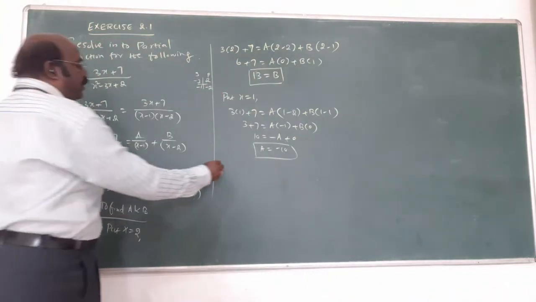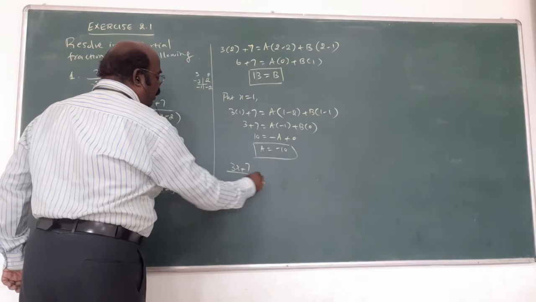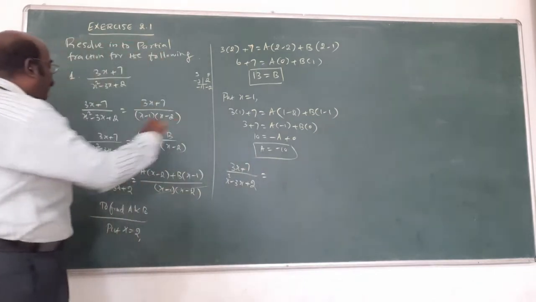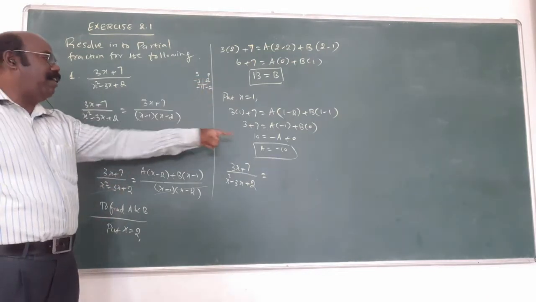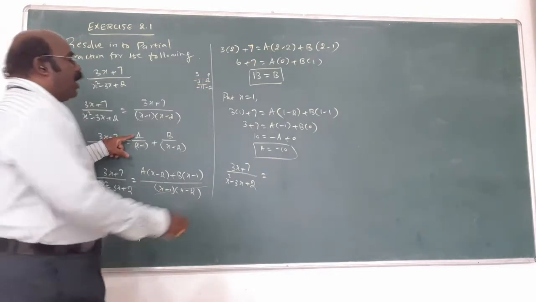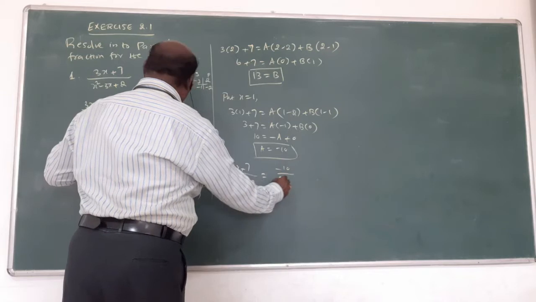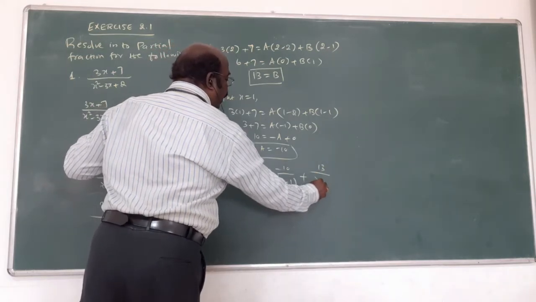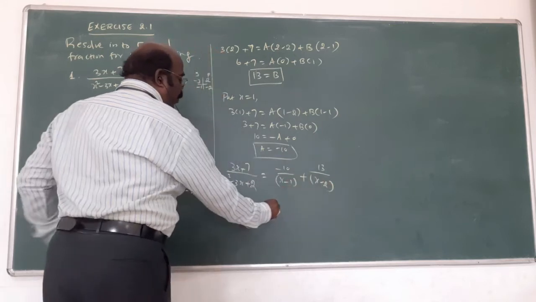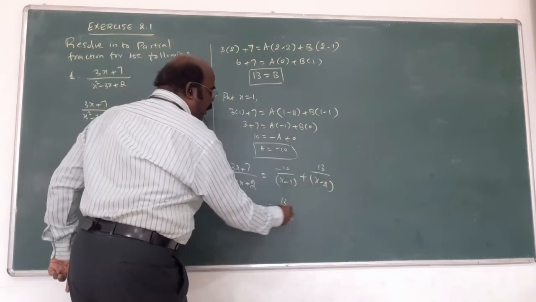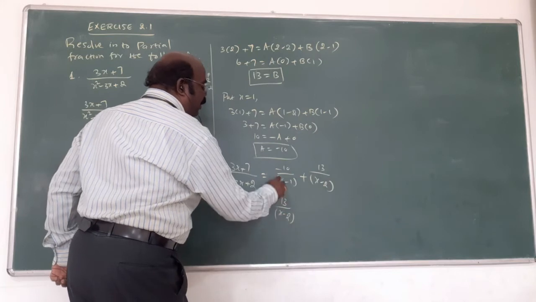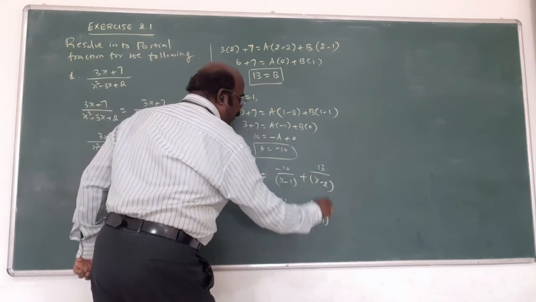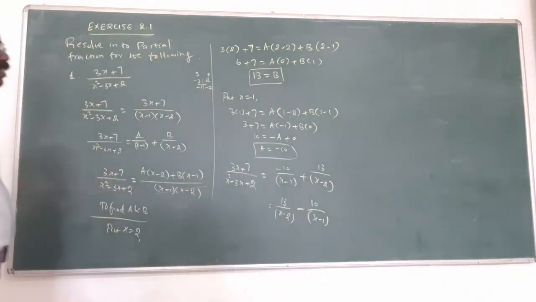Now, what is the question? 3x plus 7 by x squared minus 3x plus 2 is the question, which is equal to, after finding the A value, we substitute here. A value is minus 10 divided by x minus 1, plus B is 13 by x minus 2. This is the answer. In this way, you find the partial fraction.